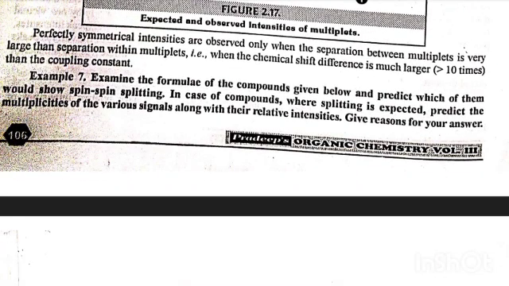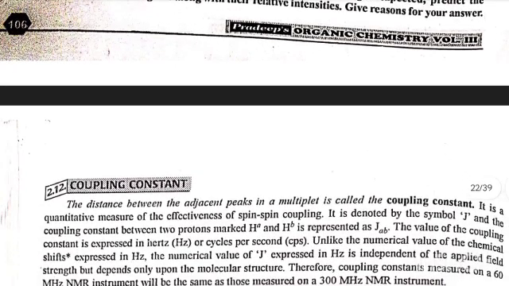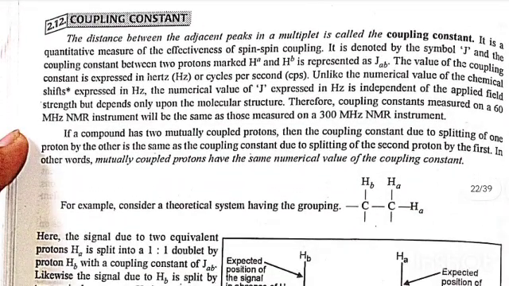Perfectly symmetrical intensities are observed only when the separation between multiplets is very large compared to the separation within the multiplets, that is, when the chemical shift difference is much larger, greater than 10 times the coupling constant. The distance between the adjacent peaks in a multiplet is called the coupling constant. It is a quantitative measure of the effectiveness of spin-spin coupling. It is denoted by the symbol J, and the coupling constant between two protons marked HA and HB is represented as JAB. The value of the coupling constant is expressed in hertz or cycles per second.